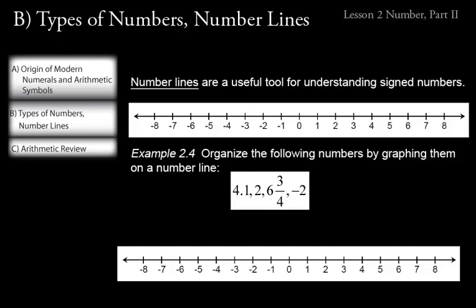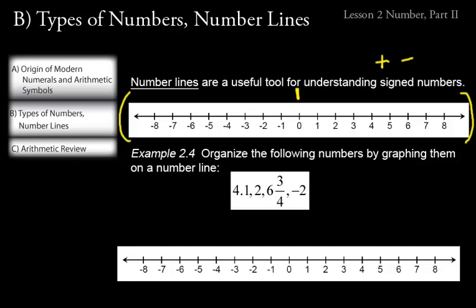Number lines are a useful tool for understanding signed numbers, meaning positive and negative signs. So here's a number line. You can see there's a horizontal line with evenly spaced marks on it. It's got arrowheads on the ends. It kind of looks like a ruler, right? That's what a number line is. It has a 0 point, negative to the left, positive to the right. Why don't we go ahead and do an example?